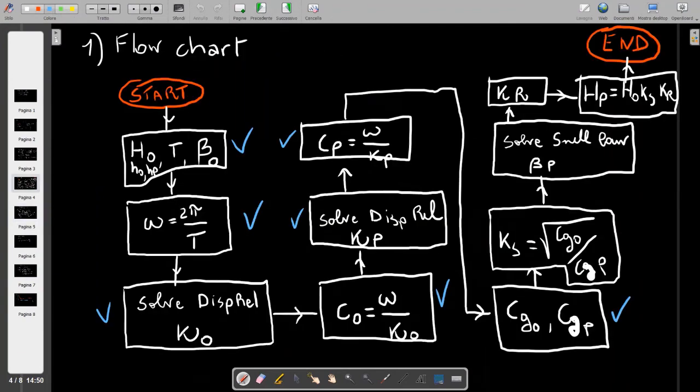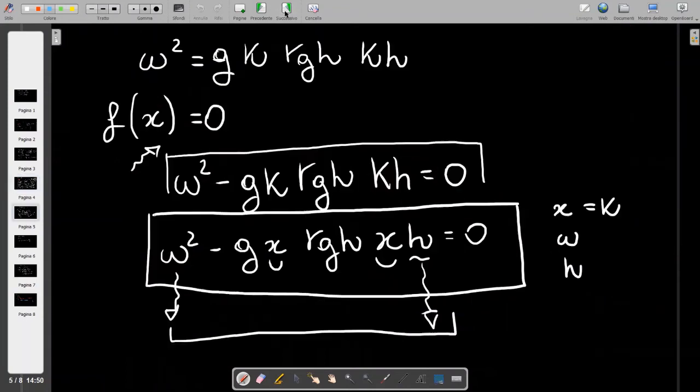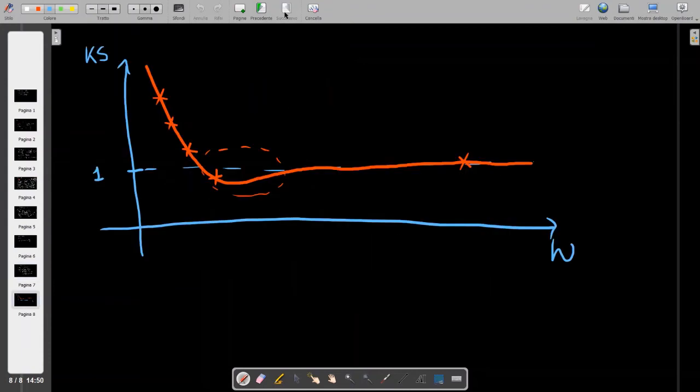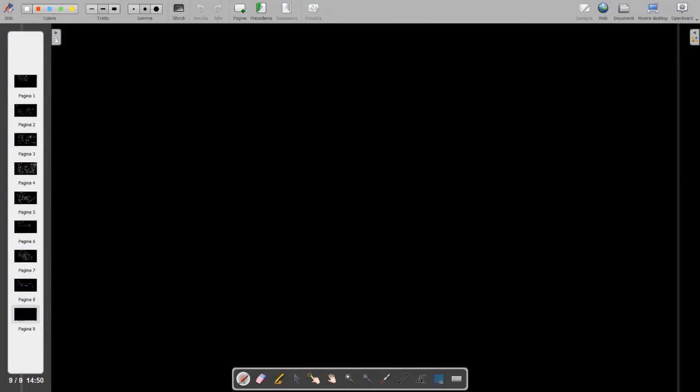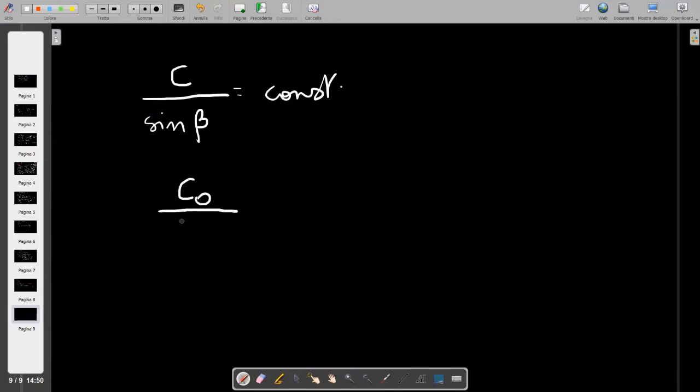We have computed also this one. Then we need to solve the Snell law. What I mean when I say that we need to solve the Snell law, we know that C over the sine of beta is constant. But if it is constant, it means that the wave celerity at the offshore point over the sine of the wave direction at the offshore point is equal to the wave celerity at the point P over the sine of the wave direction at the point P.